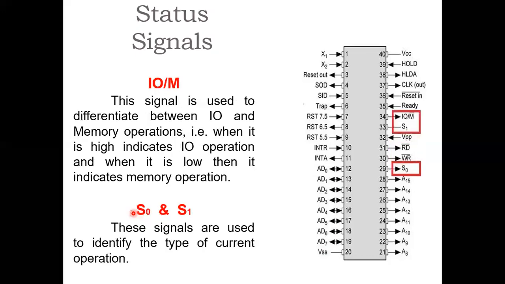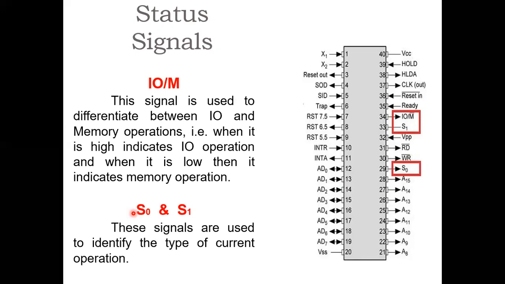Then the status register. The status register selects the format in which we are going to read or write the data. Whether we are going to write data into memory or read data from memory, or write data into the input output device or read data from the input output device, we need to define that. Okay. So IOM, this signal is used to differentiate between input output operations and memory operations.